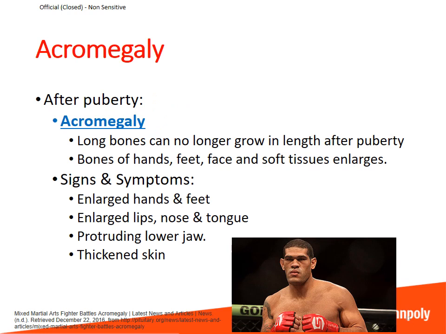If overproduction of growth hormone occurs after puberty, it results in another condition known as acromegaly. In adults, the epiphyseal plates are already closed. The person will not grow taller. Instead, signs and symptoms could include enlarged hands and feet, enlarged lips, nose and tongue, protruding lower jaw, and thickened skin.